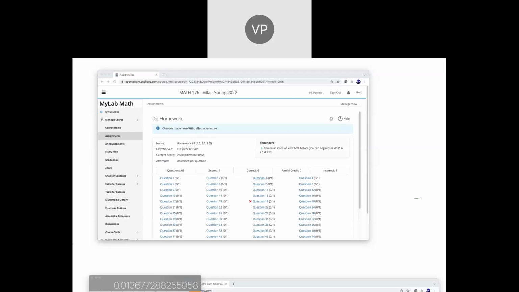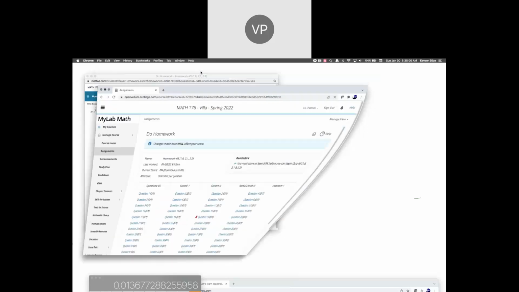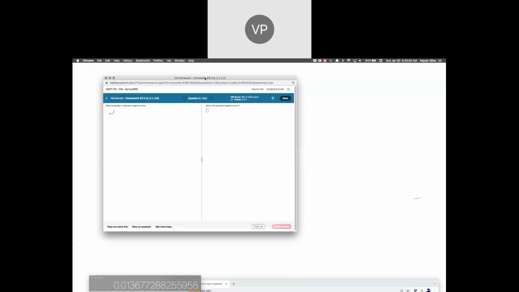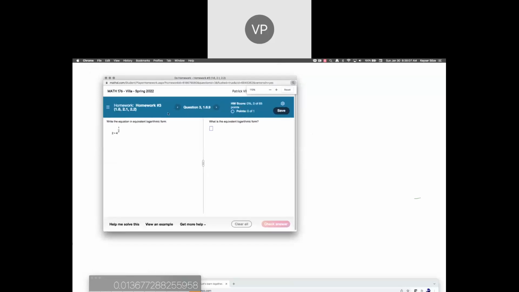Okay, so let's look at this here. All right, so starting number 3. Write the equation in equivalent log form. I'll write this up here again. We have x equals b to the y is the same as y equals log base b of x. That's your little special formula that you should have written down somewhere that switches your forms from log form to exponential form.